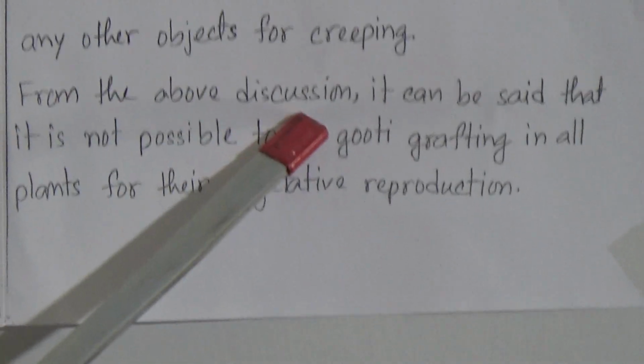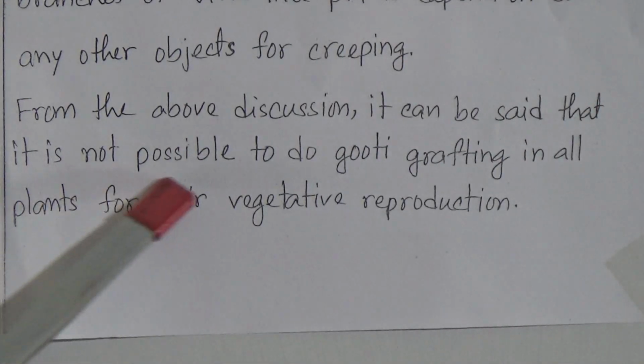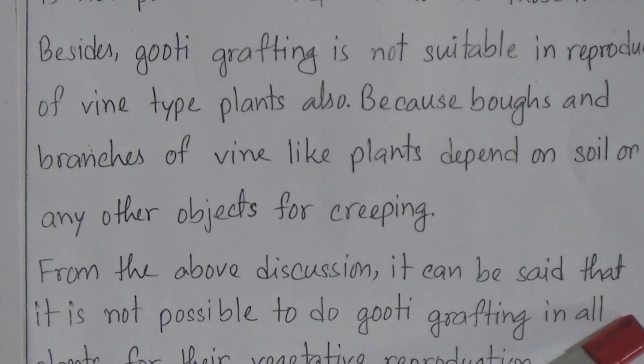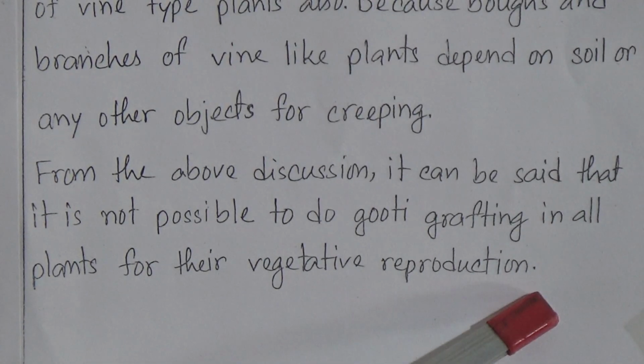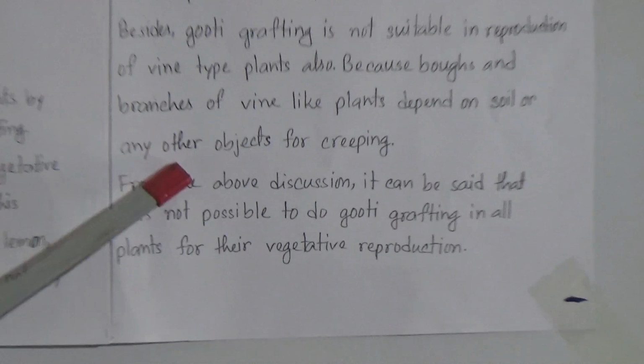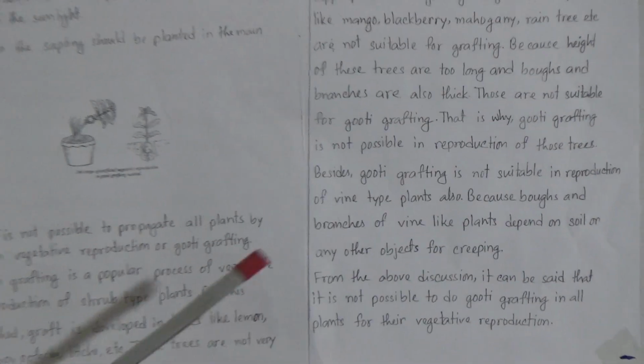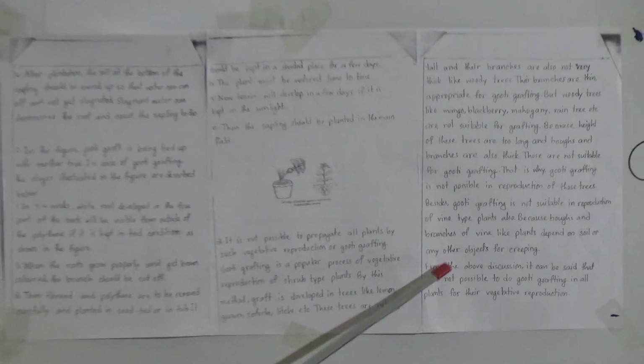So, from the above discussion, it can be said that it is not possible to do goody grafting in all plants for their vegetative reproduction. So, this is the answer of question number D. So, goody grafting is suitable for shrub-like plants.